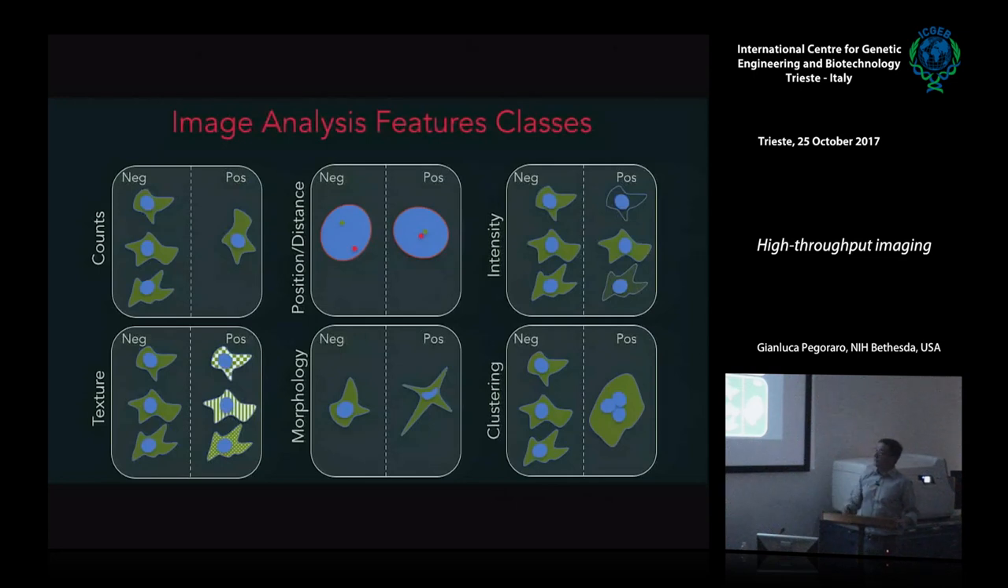Very common class of cellular features measured by high-content imaging is intensity. We can measure differences in intensity between, for example, a negative and a positive control, and we can do it at a single cell level. We can also measure changes in texture or in the intracellular distribution of fluorescence markers, changes in morphology, shape, area, and finally also measure relational properties, such as, for example, the clustering of nuclei in multinucleated giant cells or syncytia.